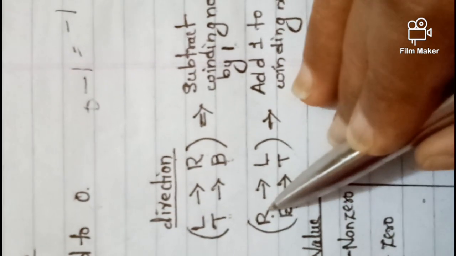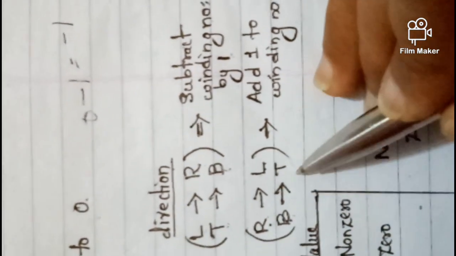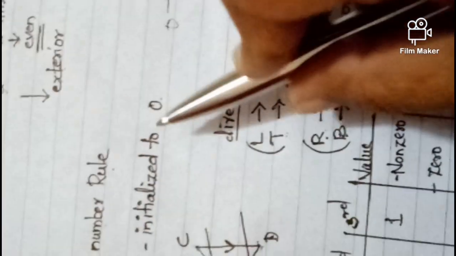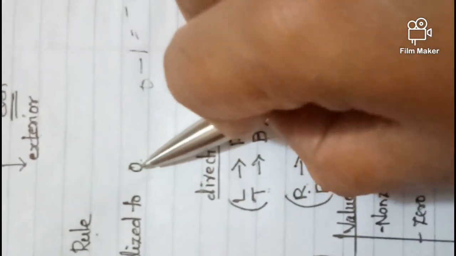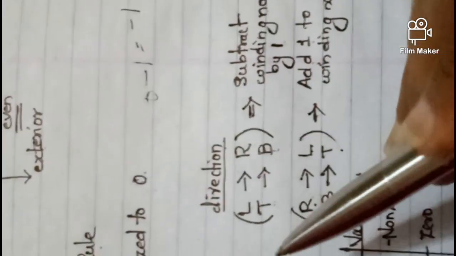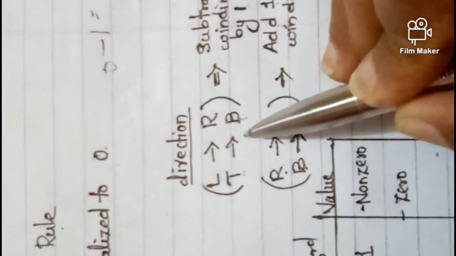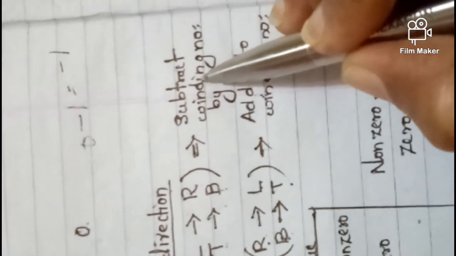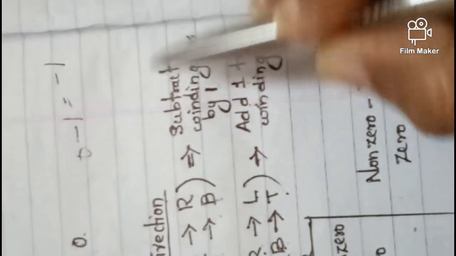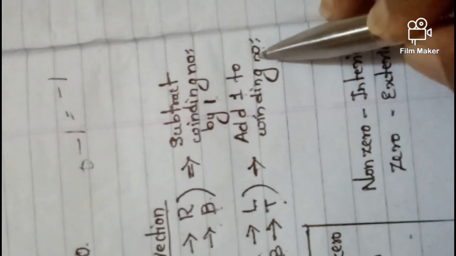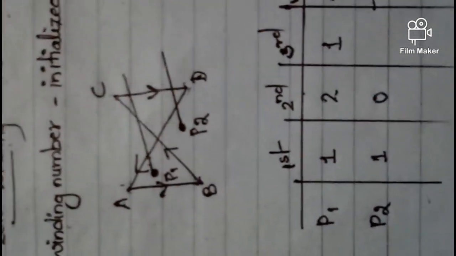If the edge moves from right to left or from bottom to top, then we have to add 1 to the winding number. So there are only two rules. Initially, winding number's value is 0. Thereafter, each time the straight line crosses an edge, consider the direction. Depending on the direction, either we have to subtract 1 from the winding number or we have to add 1 to the winding number. Okay? So let us come to the example again.